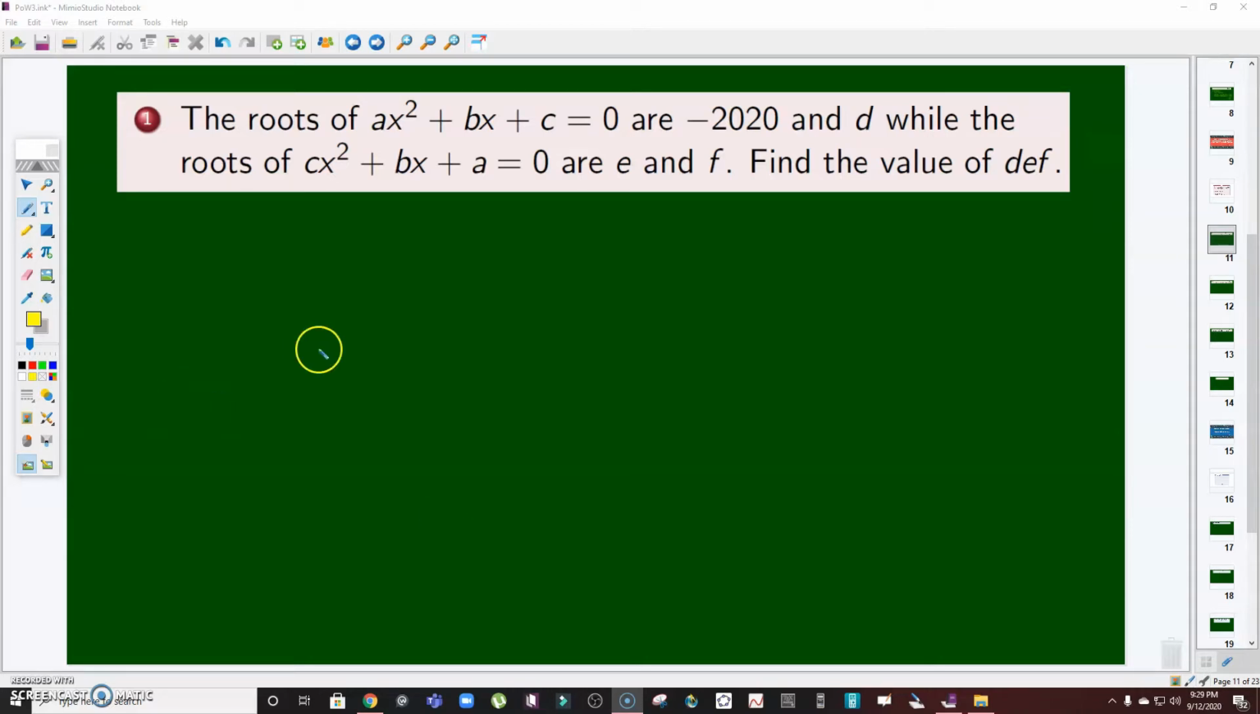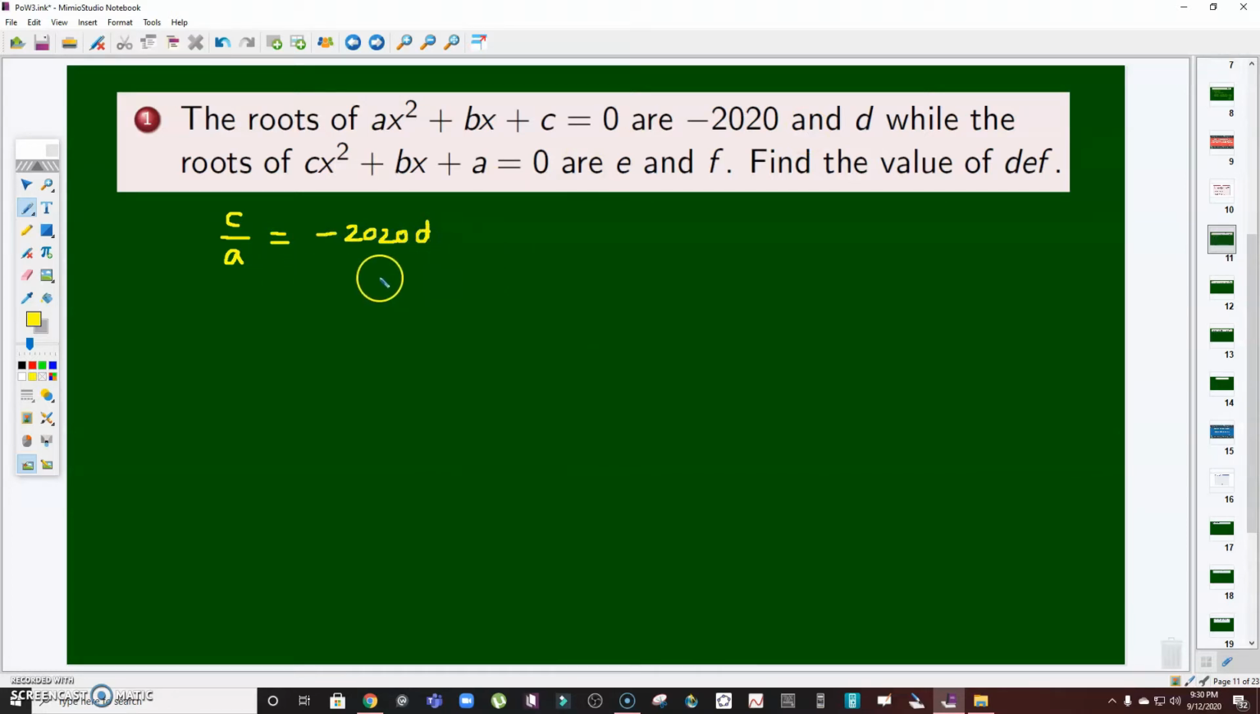Okay, so since we are after the product of d, e, and f, what we're going to do here is to establish a relationship between the product of the two roots and the coefficients of the quadratic equation. In this case, we're after the ratio of the constant term to the coefficient of the quadratic term, which is a. See that? Okay, so take note, c over a is equal to the product of the two roots, which is negative 2020, 2020, and d. There you go.